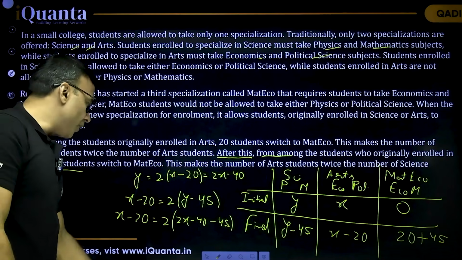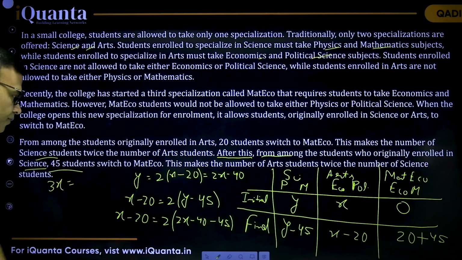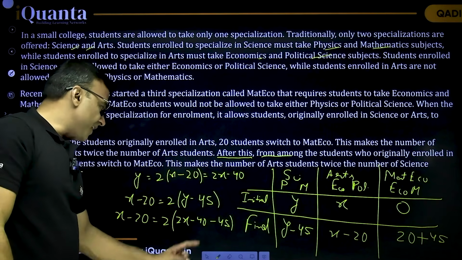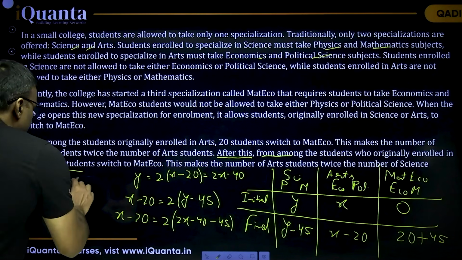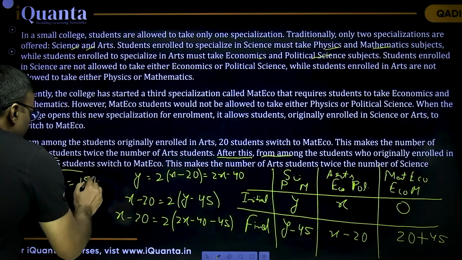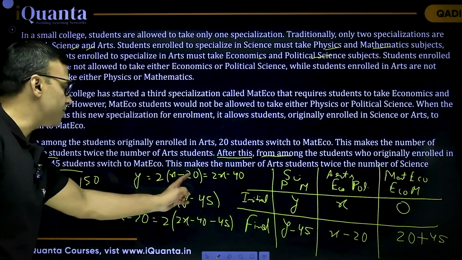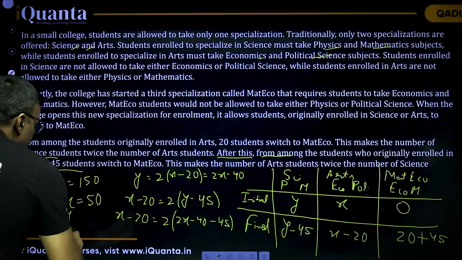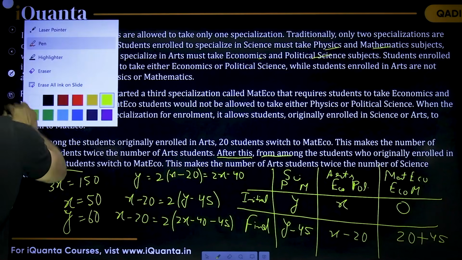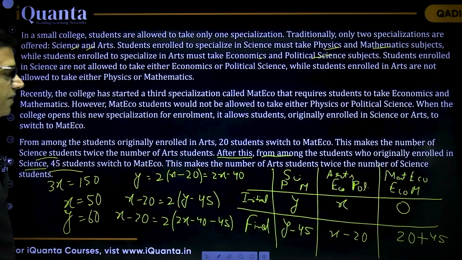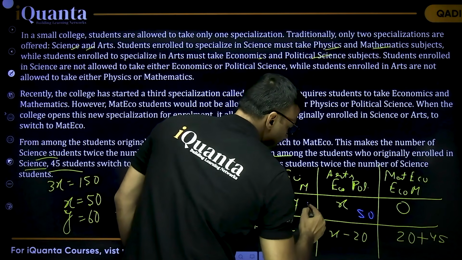So 2 into 2, 4x minus x, that is 3x, is equal to 40 and 45, which is 85 into 2, 170. 170 goes to the other side. So 170 minus 20, that is 150. So x is equal to 50. If I put x equal to 50, 50 minus 20 is 30, into 2, 60. So y is equal to 60. So the original numbers we get from here: x is 50, y is 60.